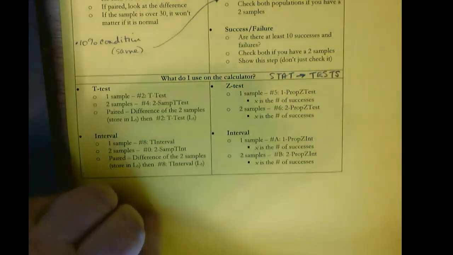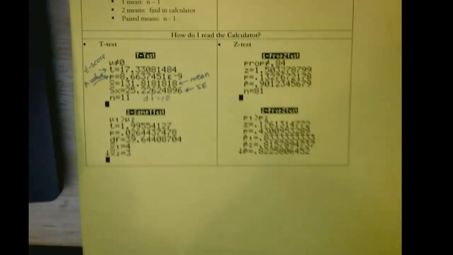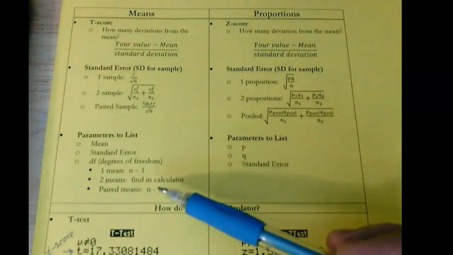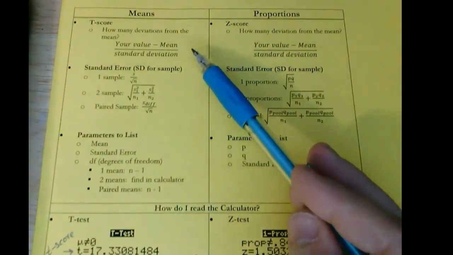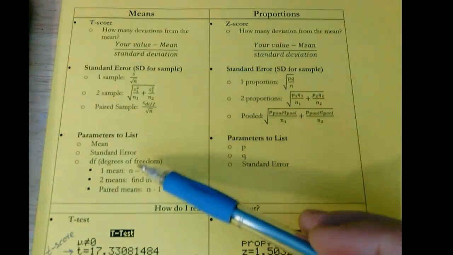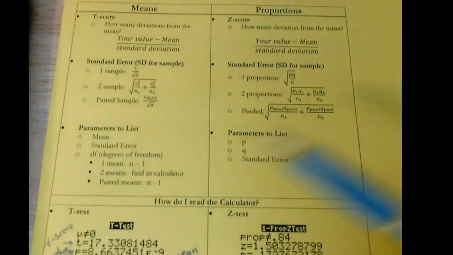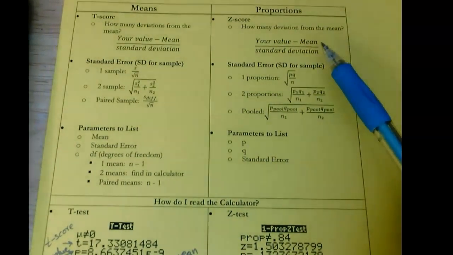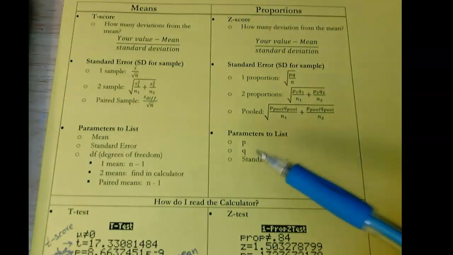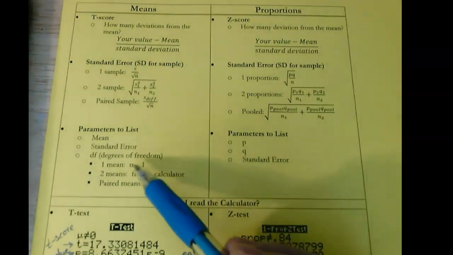All right, the second page. This top part tells you what the different things are for means. It tells you what the t-score is, what the different standard errors are, and what parameters to list. Same thing over here. Proportion tells you what the z-score is, what the standard errors are, and what parameters to list.